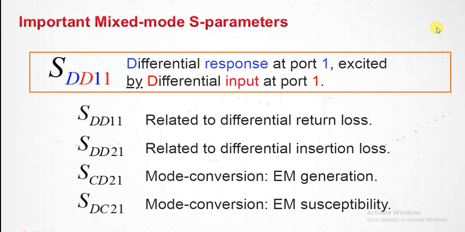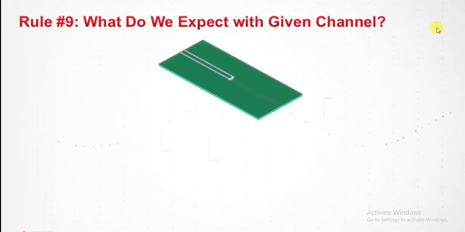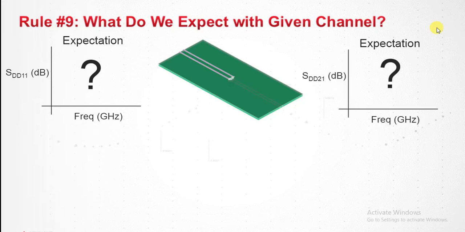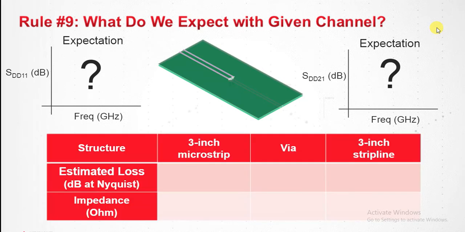Great. Now we're going to use S parameters, but like Eric would say, we have to apply rule number 9. What do we expect with a given channel? To do that, we'll have to ask ourselves, what do we expect to see in SDD11 and SDD21? And here's a table of the information that we need. And we'll take a step-by-step approach to figure out what we expect.